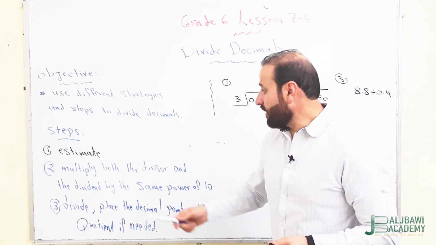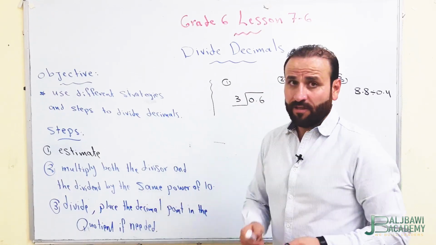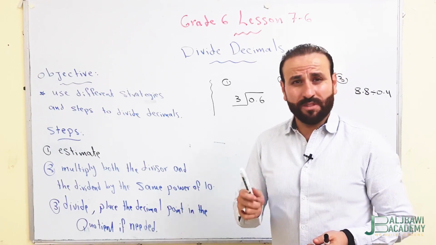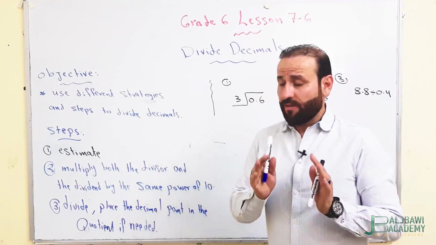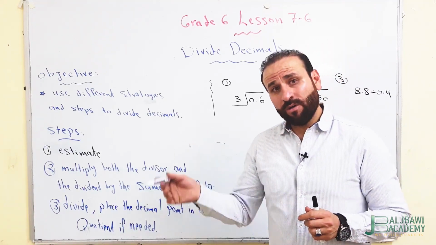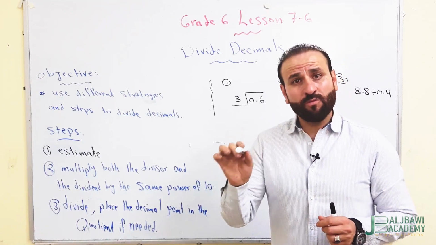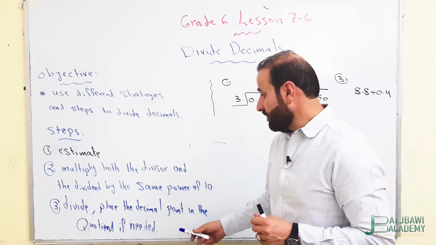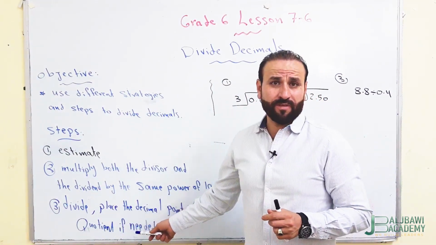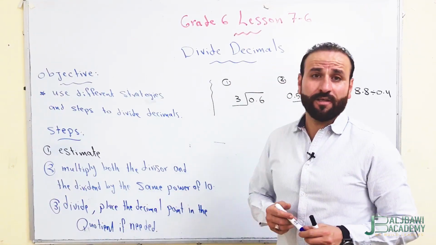Second step, multiply both the divisor and the dividend by the same power of 10 to make the divisor a whole number, which is a very important step. The divisor can't be a decimal, so to make it a whole number, we need to multiply it by a power of 10 to be able to move the point to the right. Now, third, we divide. Of course, as we mentioned in the previous video, we need to place the decimal point in the quotient if needed.